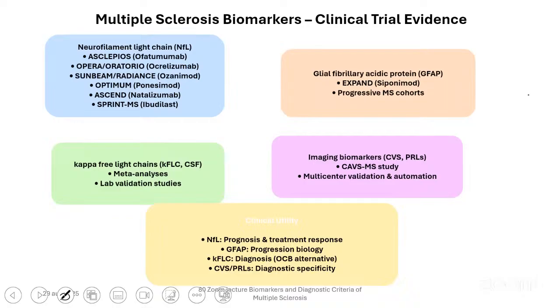A lot of meta-analysis and lab validation studies are available for this. The emerging biomarkers are the central vein sign and paramagnetic rim lesions, and there's the CAVS-MS study, where multi-center validation and automation have already been done. If you look at the clinical utility of these biomarkers: prognosis and treatment response is for NFL, progression biology for GFAP, KFLC is diagnosis, and CVS and PRLs are diagnostic specificity. So two are diagnostic and two are prognostic.